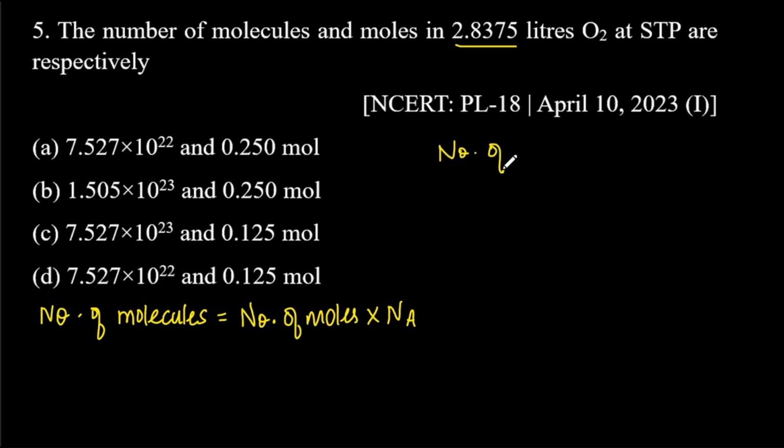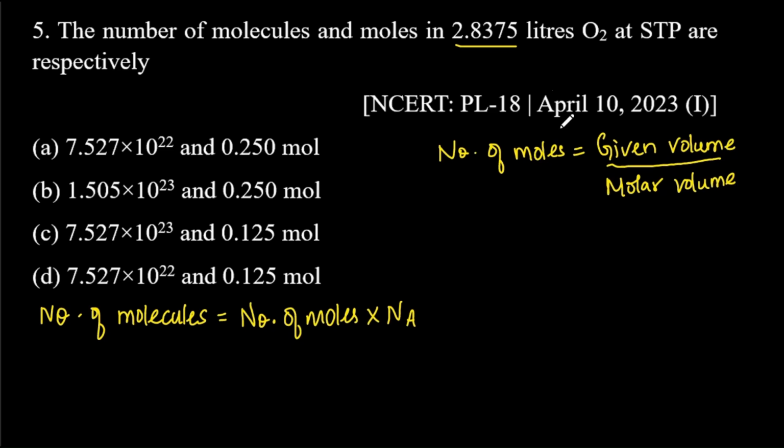In previous question, we used the formula of number of moles as given mass by molar mass. Now we are going to use the formula given volume divided by molar volume. So given volume is the volume that is mentioned in the question. So in this case, the volume mentioned is 2.8375 liters. Now we have to find the molar volume. Here the condition mentioned is STP. STP refers to standard temperature and pressure.